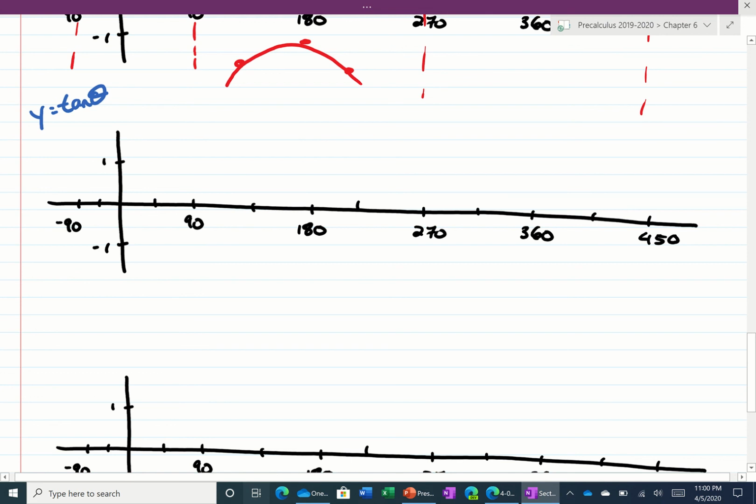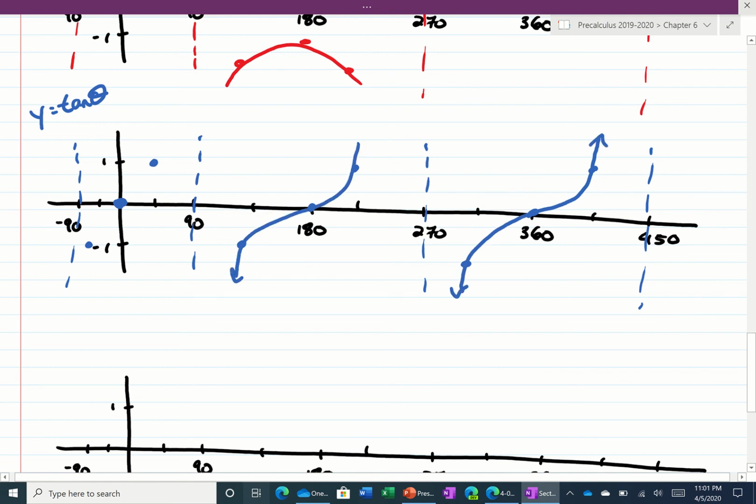And if we plot the points that we came up with in the graph, 0, 1, undefined. Then it goes negative 1, 0, 1, undefined. Negative 1, 0, 1, undefined. So we can imagine over here, that's what the graph would look like. Now actually, if we were to pick more points, the graph of tangent would actually resemble a cubic function. What's important to me right now is that you could remember these shapes. So the tangent graph looks like a cubic function.